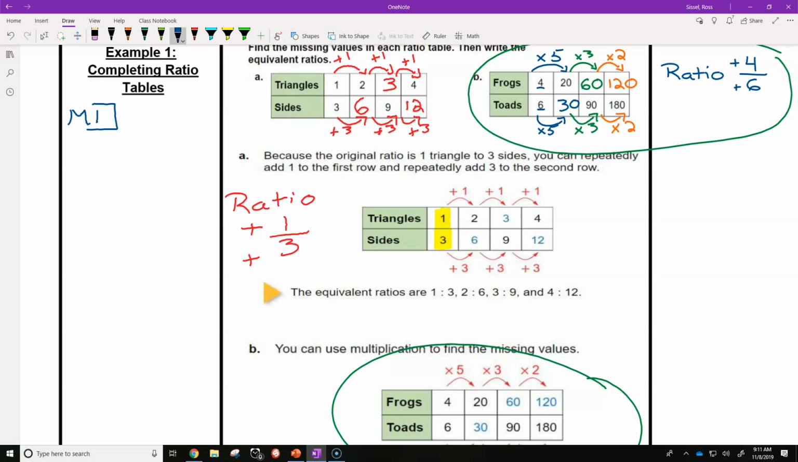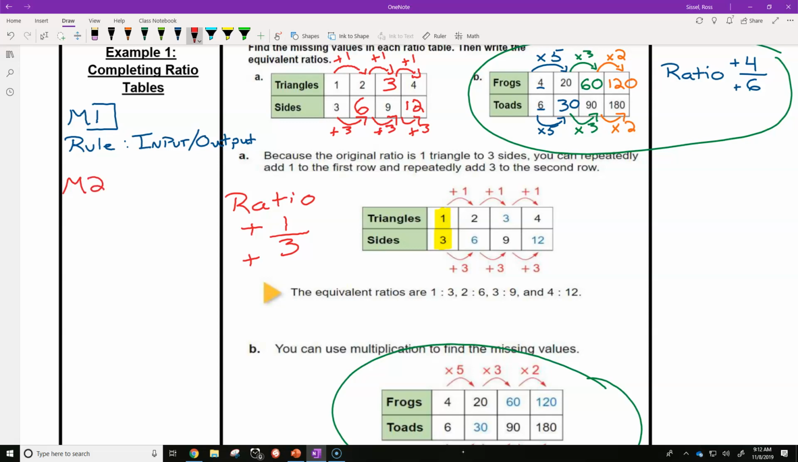But method 1, when I'm solving a ratio table, is I'm going to treat it like a rule. I'm going to treat it like an input output table. So that is one of the methods I could use. When we go to our example, I'll show you exactly what I mean. Okay? Input output.